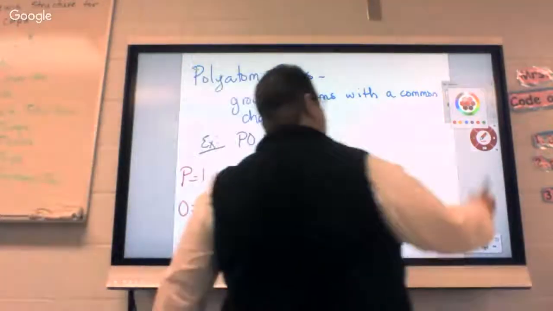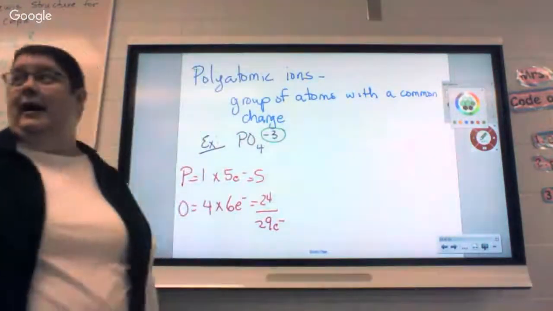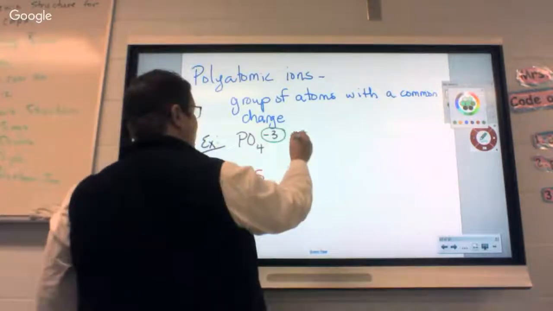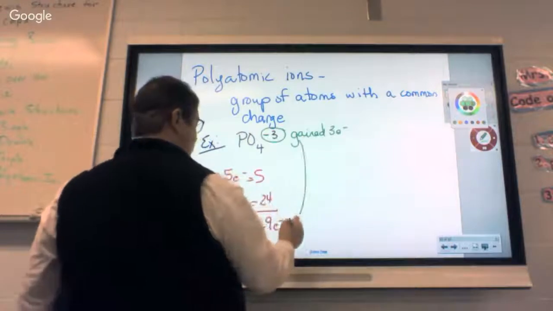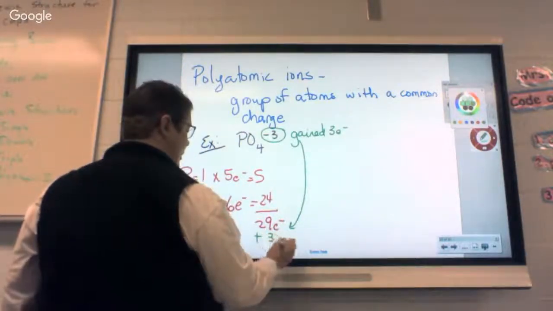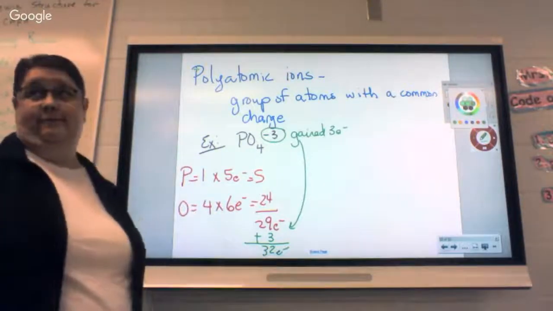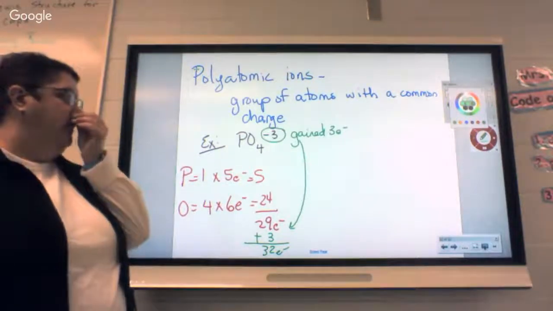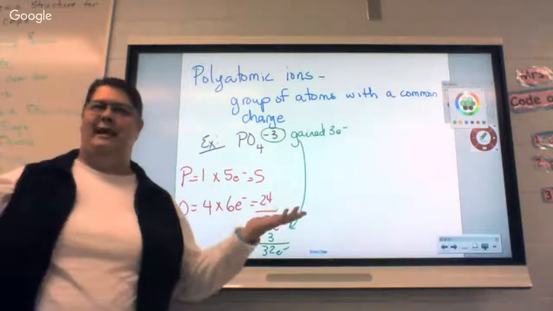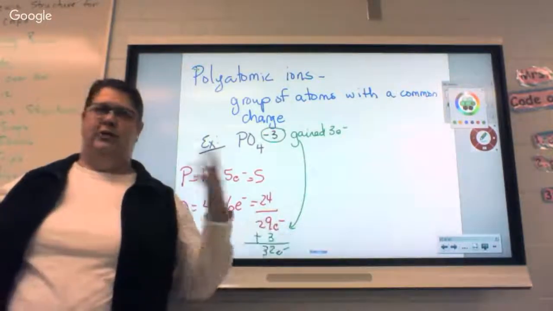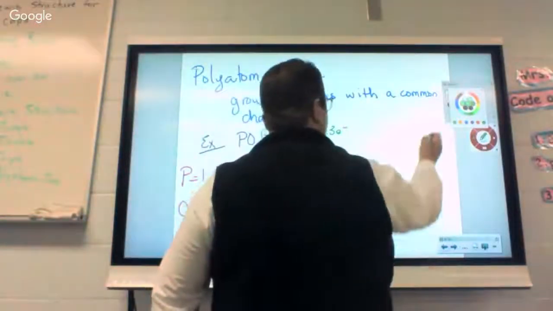All right, you see this -3 right here? What do you know that means? That means you gain 3 electrons, right? So if you gain 3 electrons, right down here, you say +3, which gives you 32 total electrons. Okay? That's the first thing that makes polyatomic ions different. The drawing of them is identical. There's nothing different there. Who's the central atom? How many O's around it?